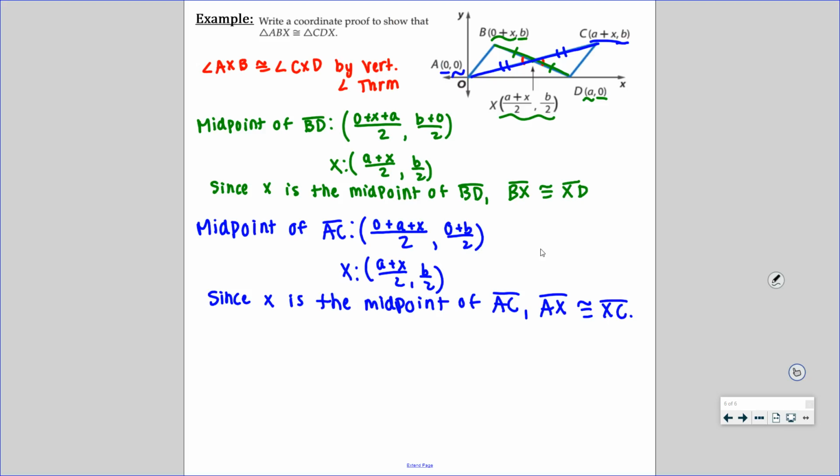Is that enough to prove the triangles are congruent? Yes. By what? Side angle side. SAS. So that's what we want to state. Triangle ABX is indeed congruent to triangle CDX by side angle side. Boom. There you have it. That is chapter 4, my friends.